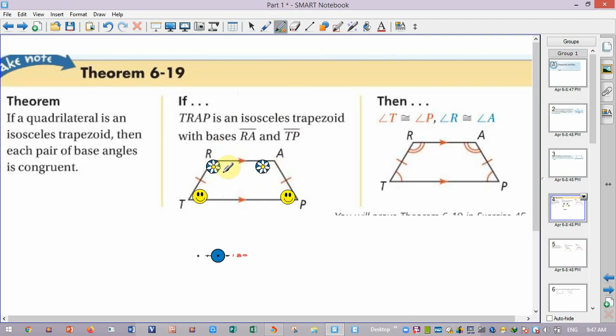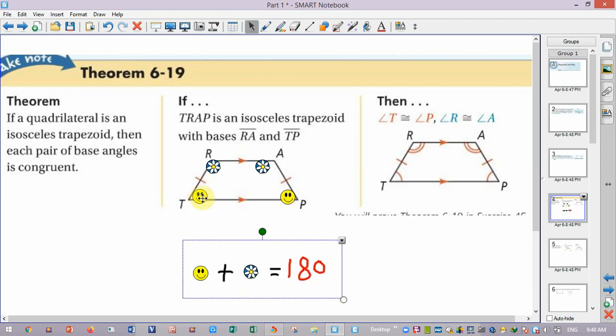We have two parallel lines and a transversal. Then this angle is interior supplementary, interior and on the same side. Then their sum is 180. For example, if this angle is 80, then this angle is 180 minus 80 is 100. If angle A is 120, then angle P is 180 minus 120 equals 60, and so on. Then R equals A and T equals P, and the sum of R and T equals 180, the sum of A and P equals 180.